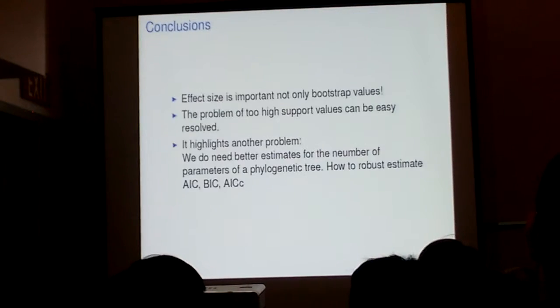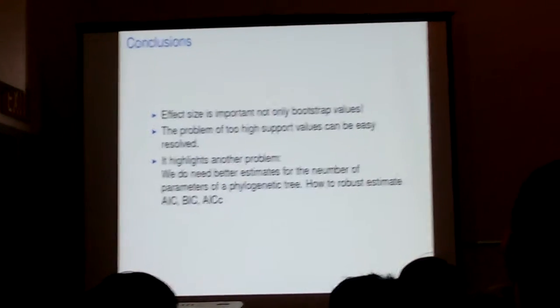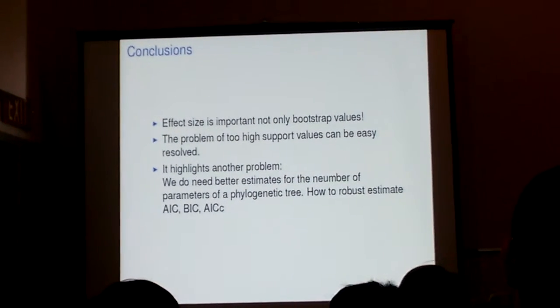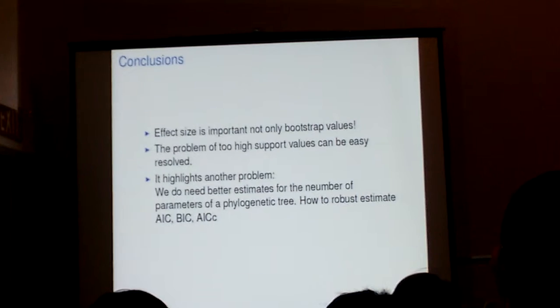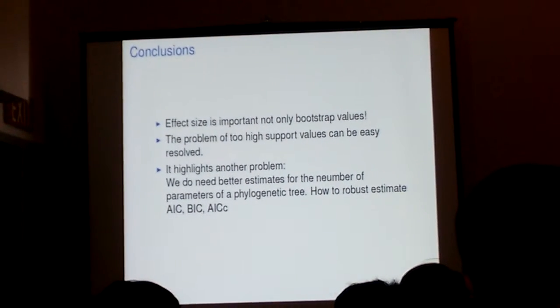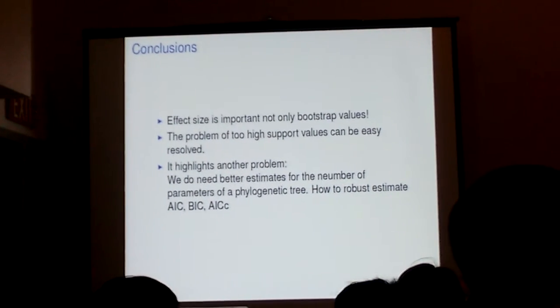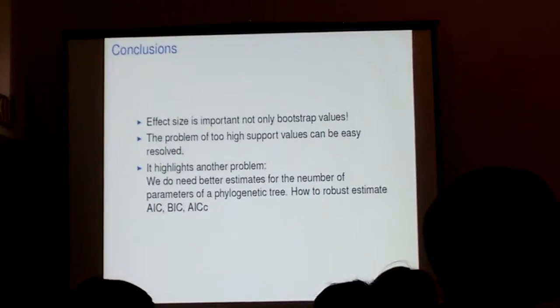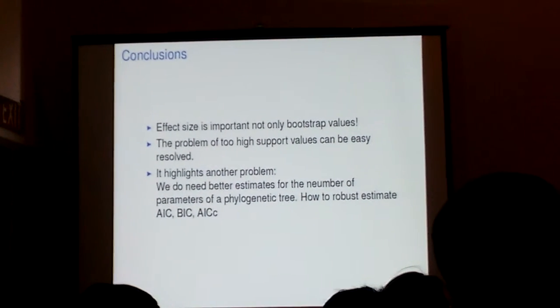That is really just what I said beforehand. I think the effect size for these bootstrap values is really important. If we have an edge length of 0, a 100% bootstrap value doesn't make any sense, in my opinion. And I think there need to be better methods to optimize or estimate the number of parameters in a phylogenetic tree.